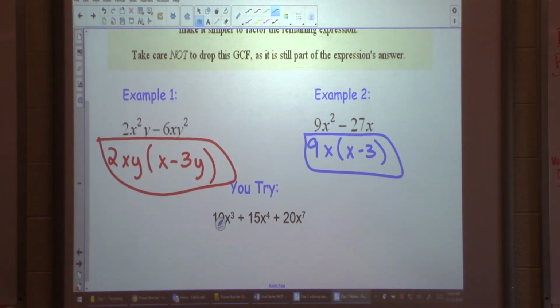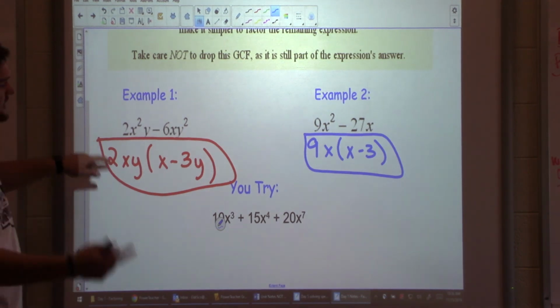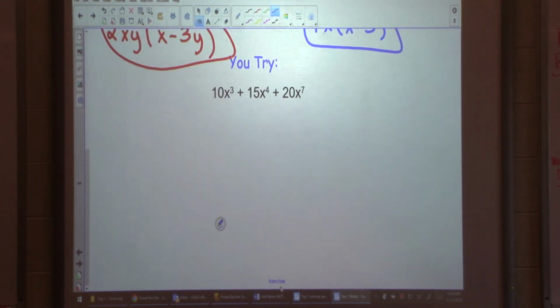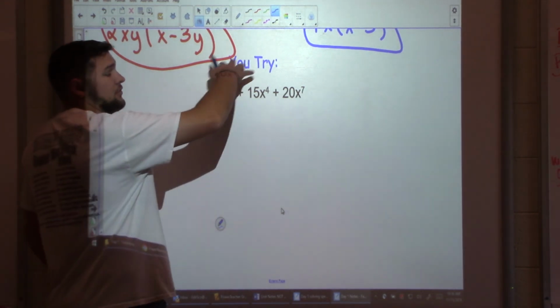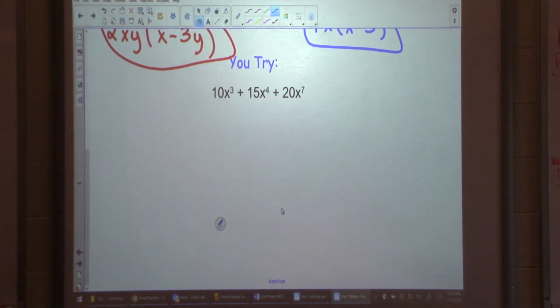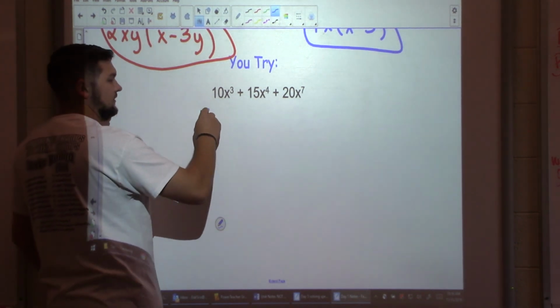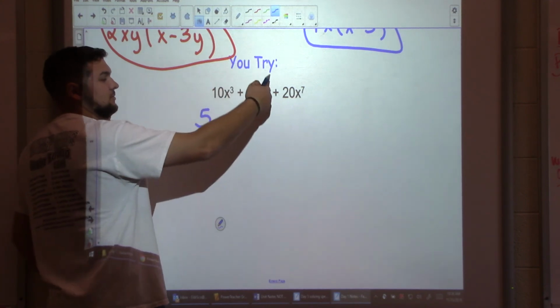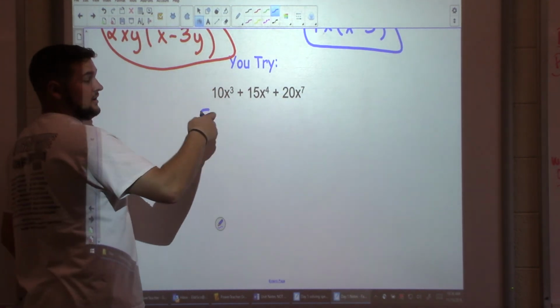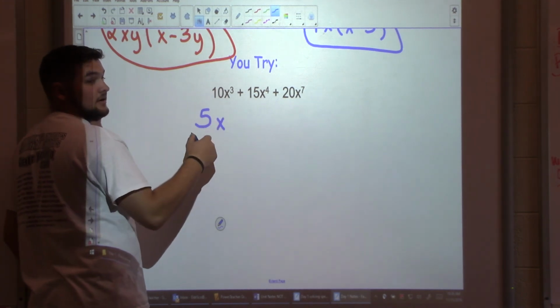Okay, the next one says you try, but I'm going to do it. I just want to keep going, get as much work time as possible. We have 10x cubed plus 15x to the 4th plus 20x to the 7th. Now, I need to be able to take it out of all 3 terms to factor it out. So if I have 10, 15, and 20, I can take a 5 out. If I have x cubed, x to the 4th, and x to the 7th, I can take out x to the what power?